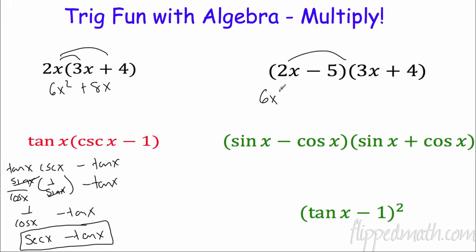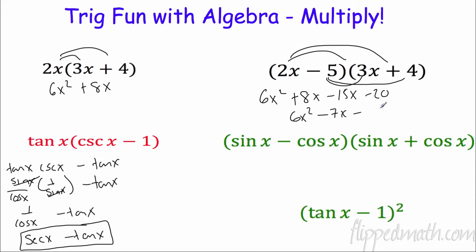Again, so this is going to be 6x squared plus 8x minus 15x minus 20. Combine: 6x squared minus 7x minus 20. Same thing applies here. Sine x times sine x is not sine x squared. We write that as sine squared x. All right? In your calculator, you can write that. It's equivalent, all right? But when you see this, sine squared x, that's what it means.